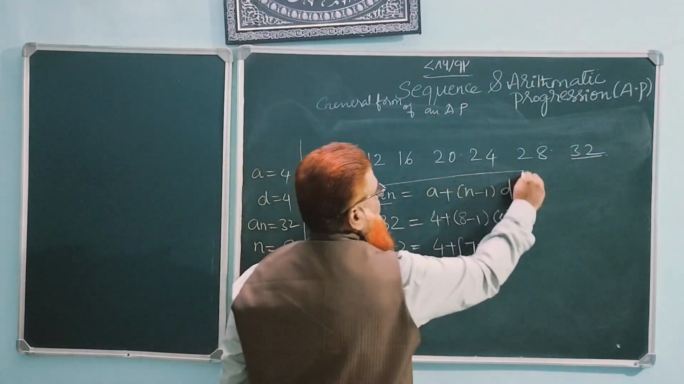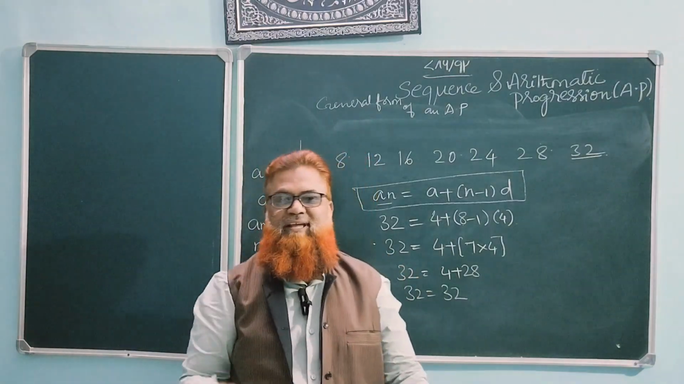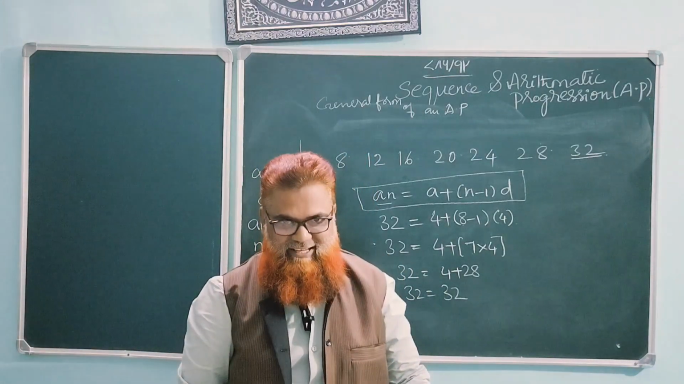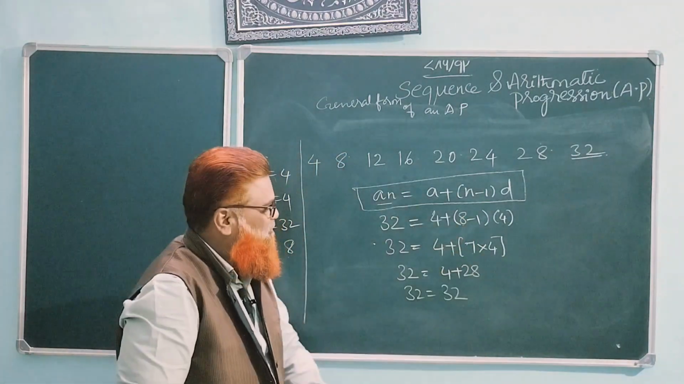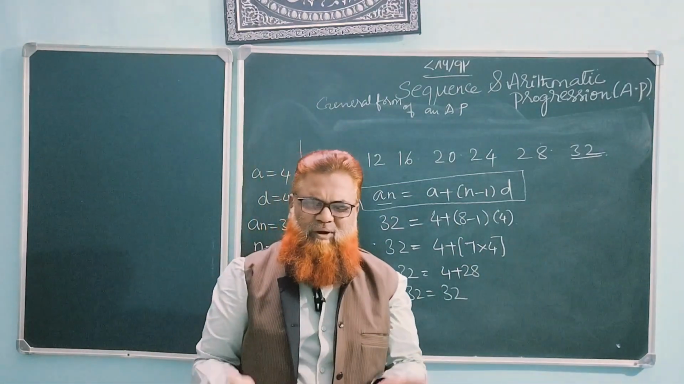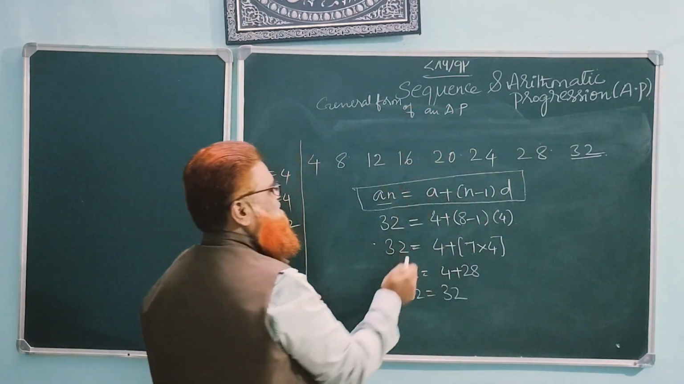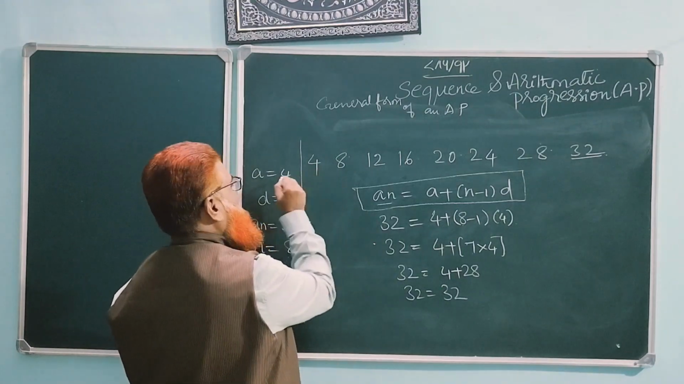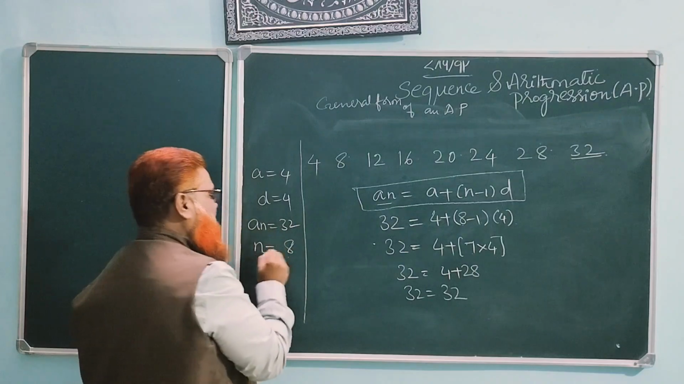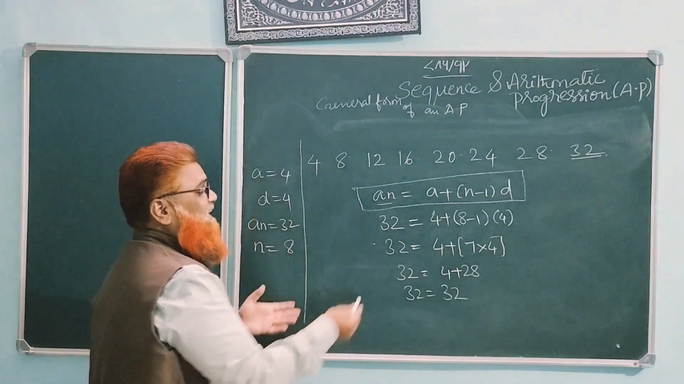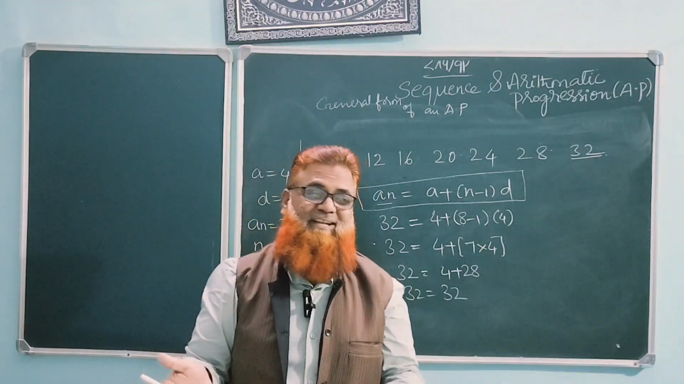This is only our nth term formula. An is equal to a plus n minus 1 into d. Do you understand this one? This is simple. This is only the proof. What is an, what is a plus n minus 1 into d. Here, by taking this AP I have explained it to you. So a is 4, difference is 4, last term an is 32, n is equal to 8. Then you prove this formula, an is always equal to a plus n minus 1 into d.